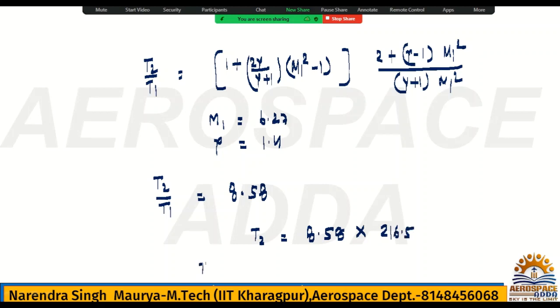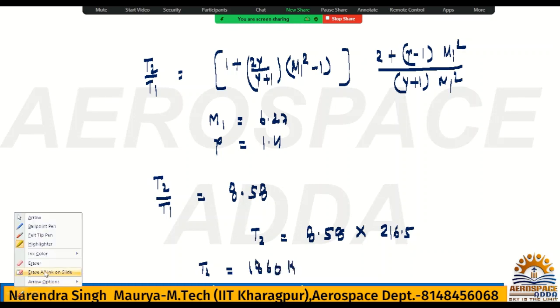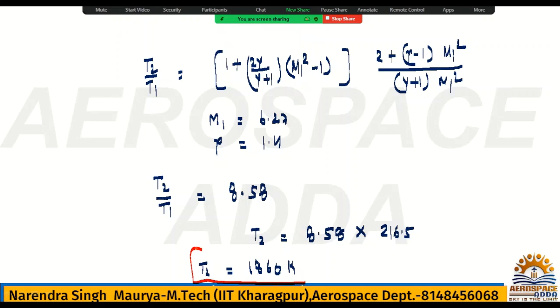If you do this, check what is the T2. Quick, what is the T2? So here we are having 1860 Kelvin, a huge amount. You can imagine the intensity of the thermal energy with this temperature. So if it is an attached shock, then it will damage the surface of the vehicle more and more.